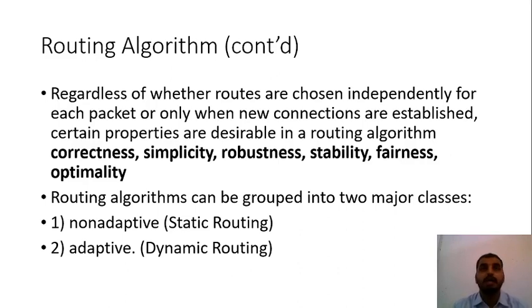What are the properties? Correctness, simplicity, robustness, stability, fairness, and optimality. Now what are these four or five things? It says that whenever I am sending a packet, it should reach the proper destination.